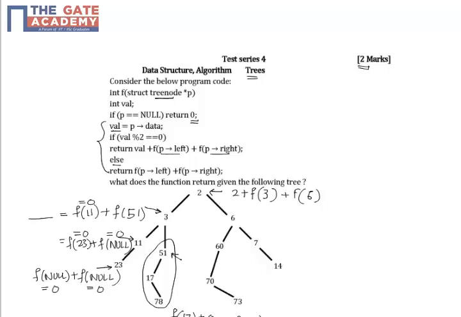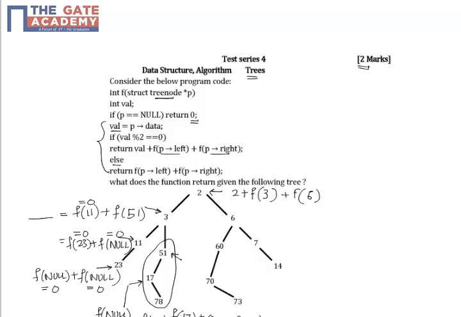Okay. So now we'll call f of 17 where my root is pointing to this node, and as a result of that, because 17 is an odd number, it will return f of null, which is nothing but 0, plus f of 78. So now we have to resolve this call.